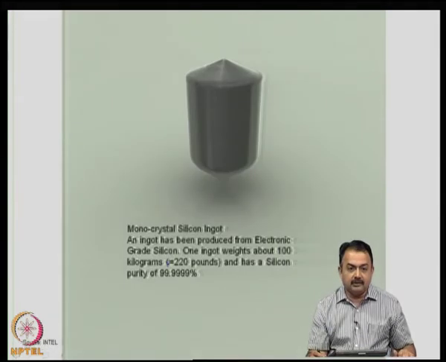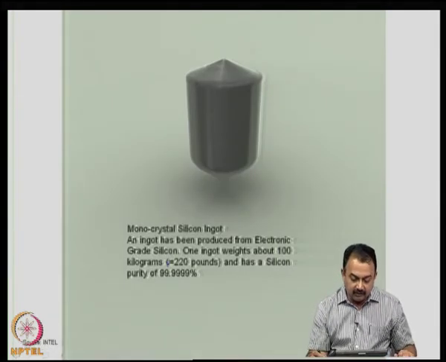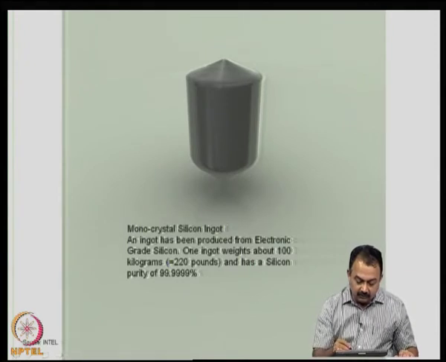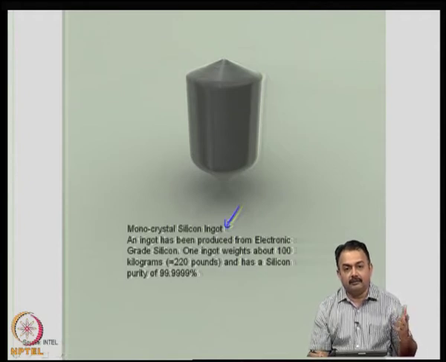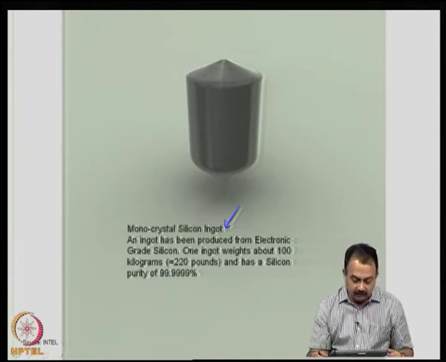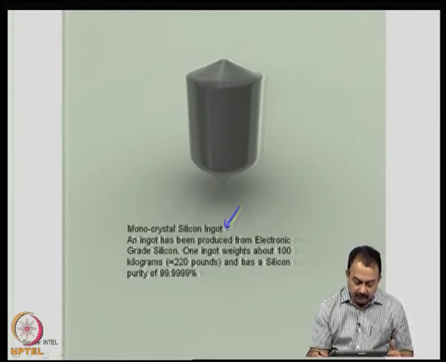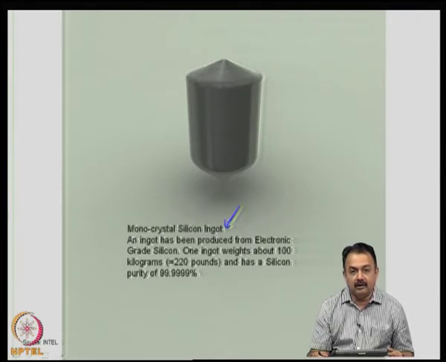As you can see in this picture, this is a very good example of a monocrystal silicon ingot, material that was molten and then slowly cooled to get a single crystal silicon ingot. Now, this ingot has been produced from electronic grade silicon. Typically one ingot weighs about 100 kilograms and has a silicon purity of 99.99%.